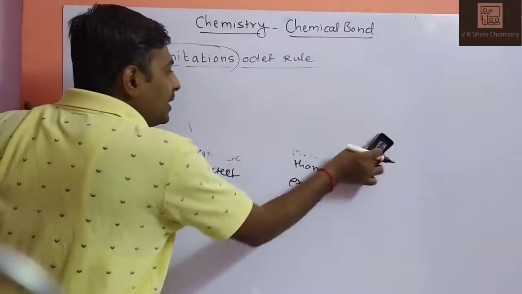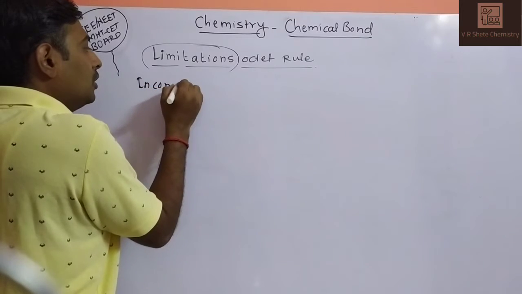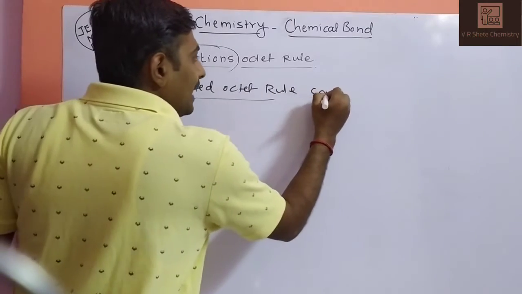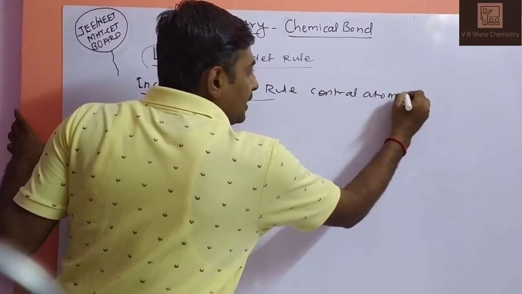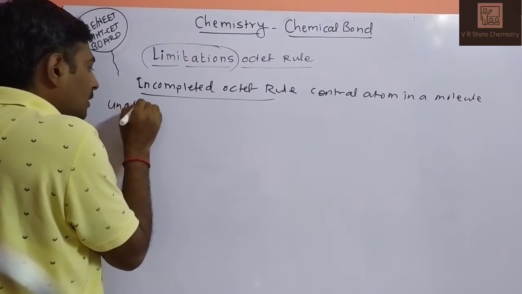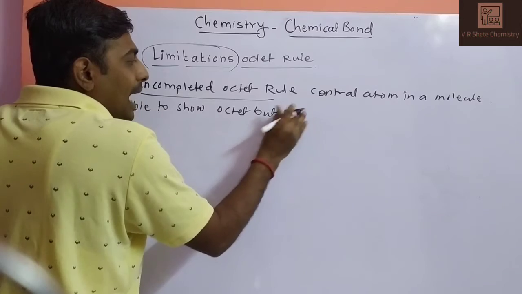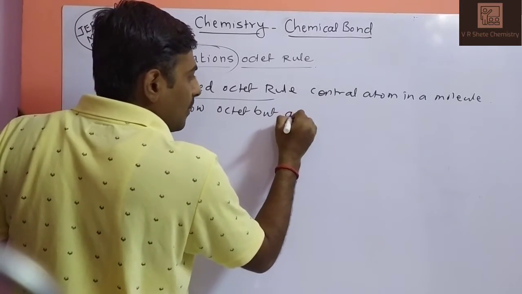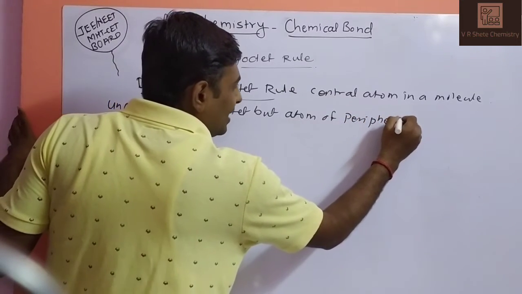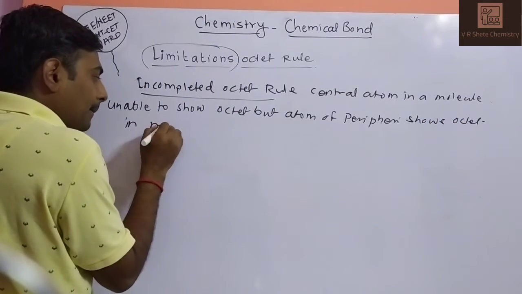So first one is incomplete octet. What is meant by incomplete octet rule? The central atom in a molecule is unable to show octet, but the atoms of the periphery, the surrounding atoms, show octet in the molecular state.